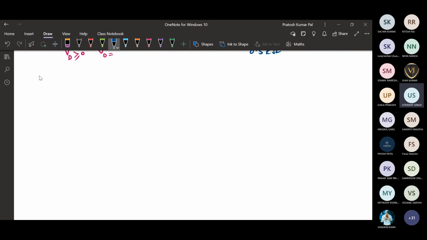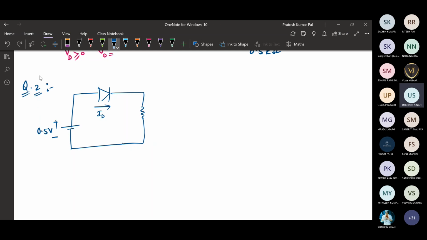In most cases we will be doing the practical case analysis, where the diodes are considered to be practical diodes. Then we will see how the diode behavior varies. Now we will see the second question, how we can analyze another diode circuit. This is the diode through which the diode current is flowing, and this is the supplied voltage. Suppose this voltage is applied as 0.5 volt, and the resistance is 1.2 kilo ohm.